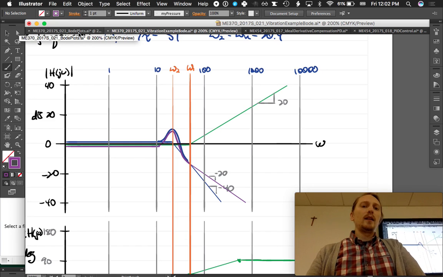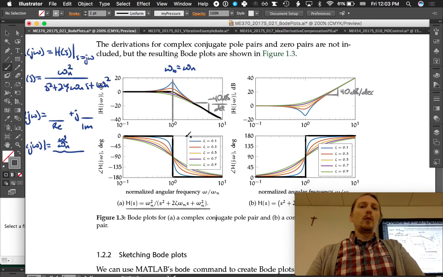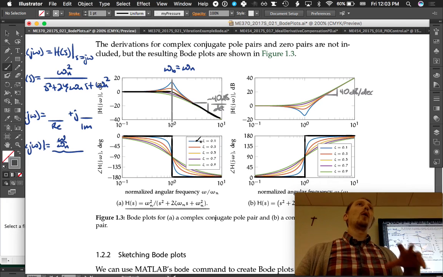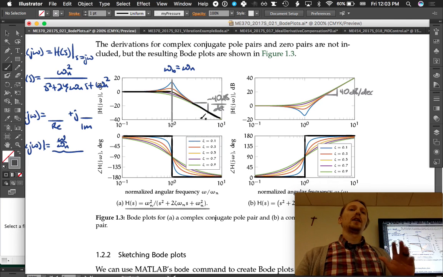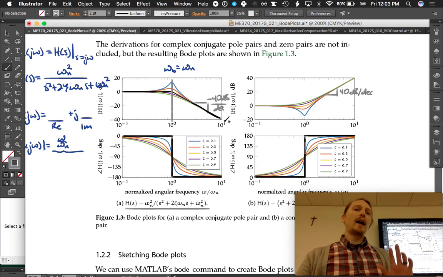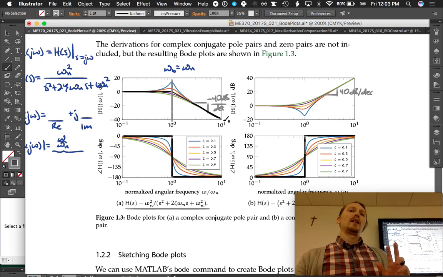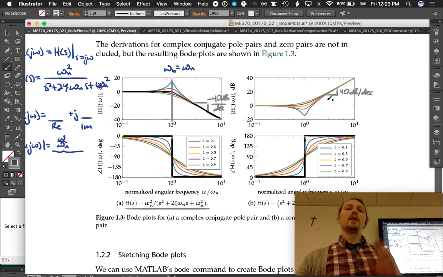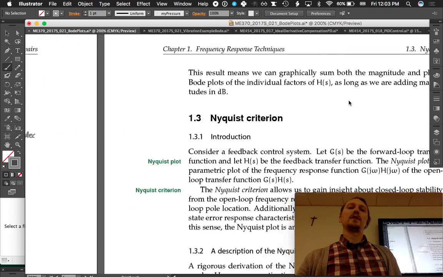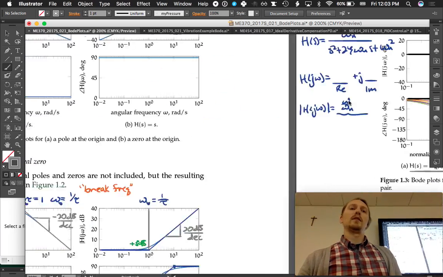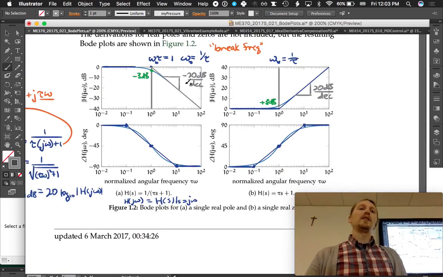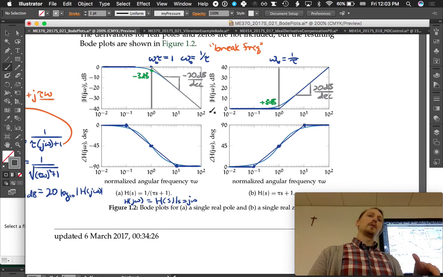So whenever you have a conjugate pole pair, you're going to be going down by 40 dB per decade. Okay. Whenever you have a conjugate zero pair, you're going to be going up 40 dB per decade. Just from those, yeah. And the ones before, these always end up at 20 dB per decade, negative 20 and positive 20.